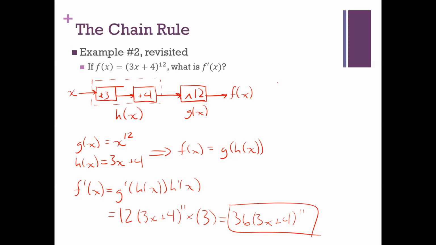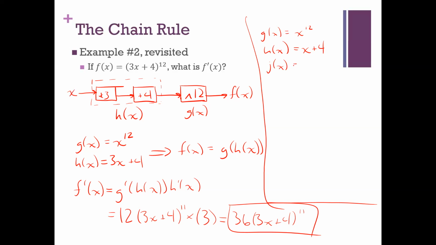That's not quite true. So let me make myself some more room here. What if I said, what did I call the outermost one? The outermost one is still x to the 12th, right? Then I asked you if I could combine those first two blocks. Let's say I didn't want to do that. Then I would say this is x plus 4, right? And then let's call the last one j of x. That one's 3x.